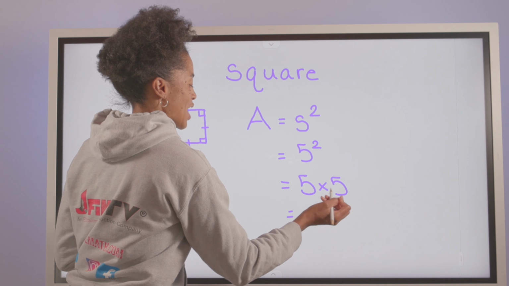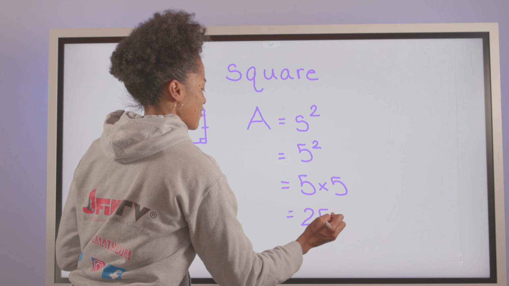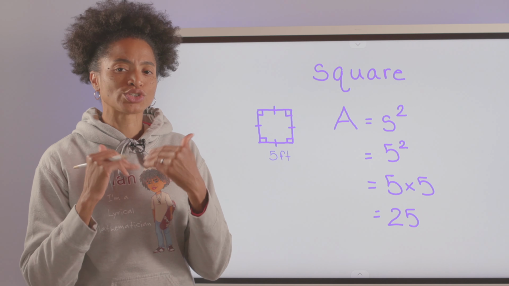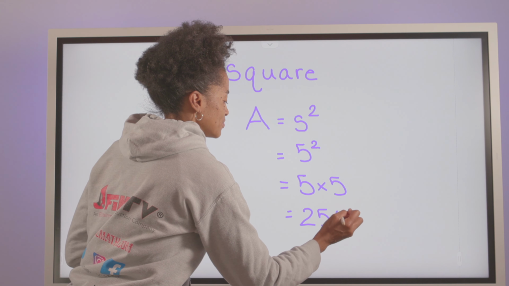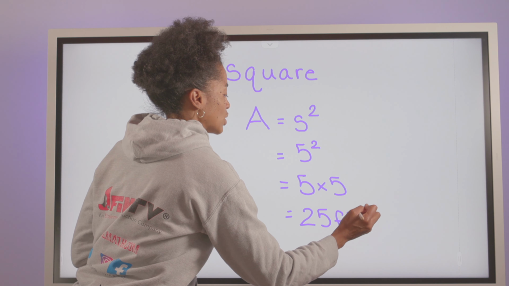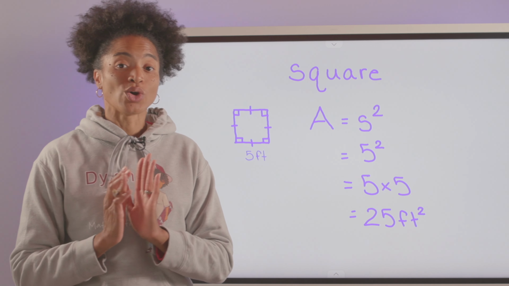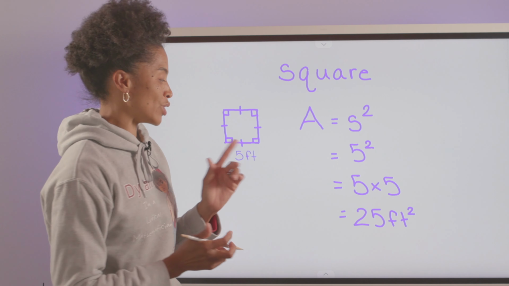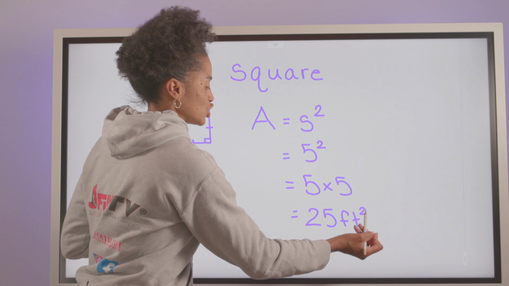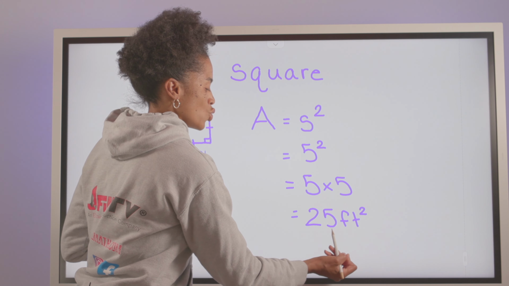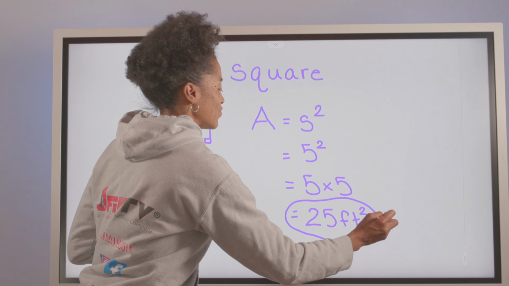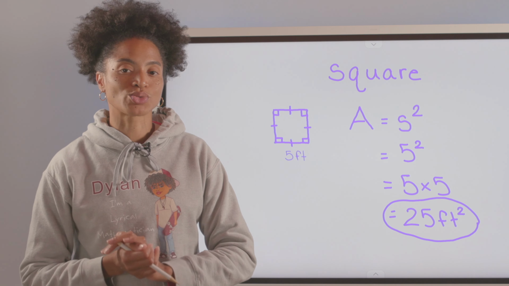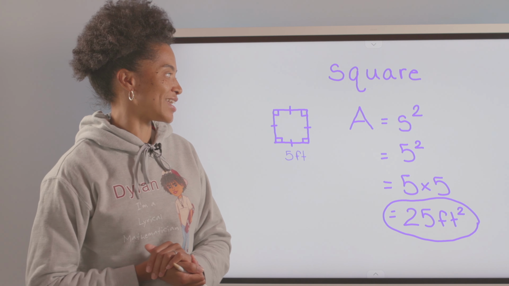So we want to write this down as 5 times 5. We're just breaking it down. And 5 times 5 equals 25. We then want to write feet afterwards. And we want to square it. When we read this answer, we read it as 25 squared feet. So the area of this particular square is 25 squared feet. Let's wrap the lyrics out again.